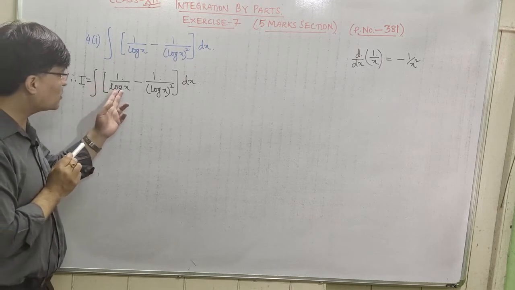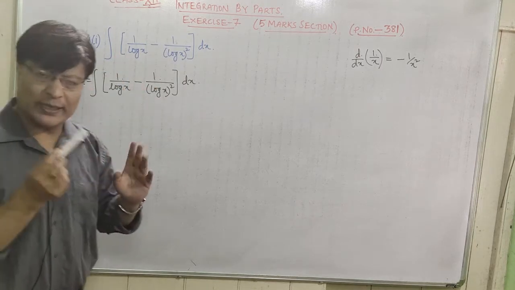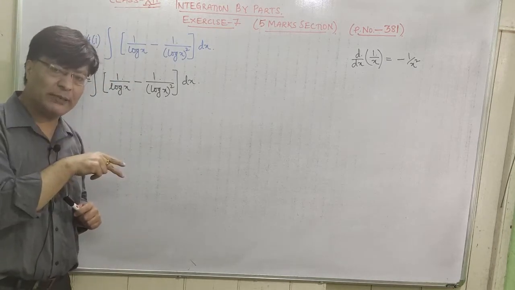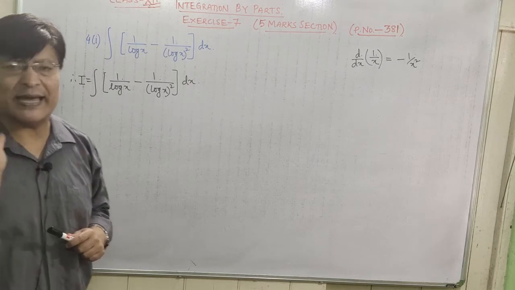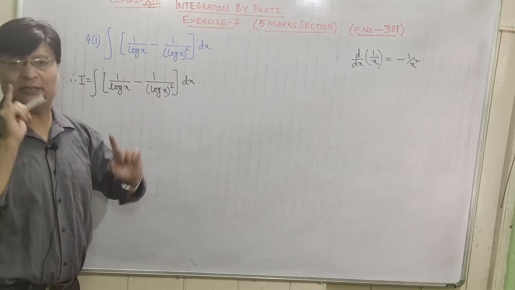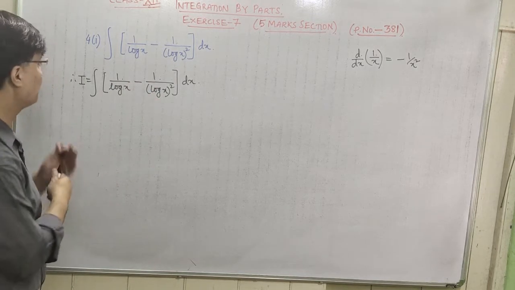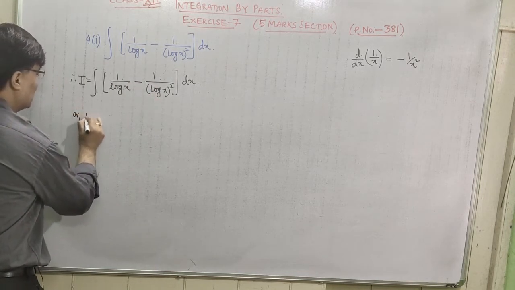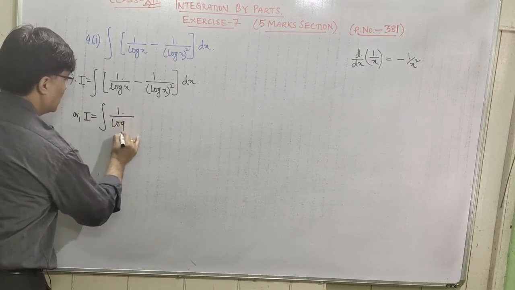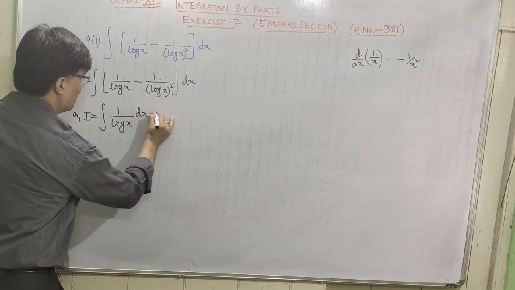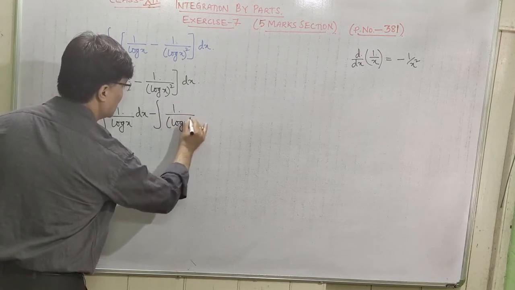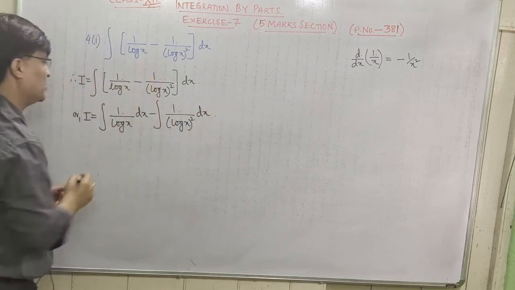That is differentiation of the first function is the second function, isn't it? So let us separate it first, and then you have to use integration by parts for the first function only, but you have to keep the second integration as it is. Don't use integration by parts for the second function, keep it as it is. Okay. So now let us separate the term now. I is equal to integration of 1 upon log x dx minus integration of 1 upon log x whole square dx.